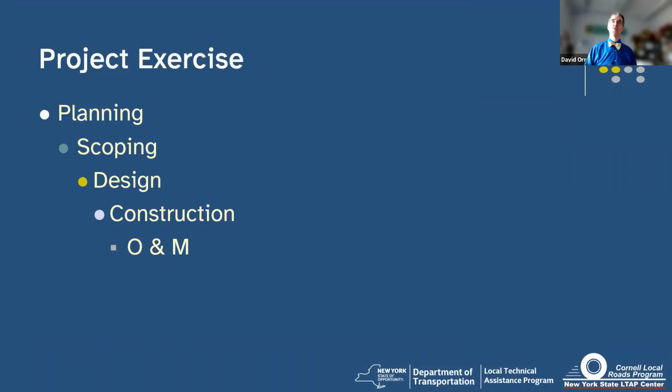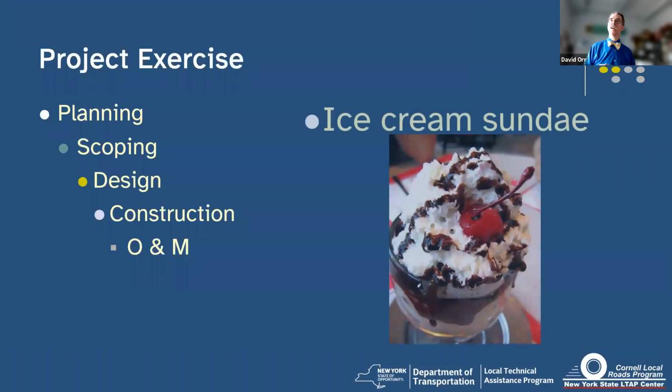Okay. What we're going to do now is an exercise. We did this before. We're going to do it again because it's just a good one. I've got another one I may try when we do the Federal Aid 101, because it's just a real good example. We're going to plan, scope, design, construct, and then think about long-term for an ice cream sundae. University is actually doing something down campus today where supposedly they're going to have ice cream. I volunteered, but I don't know the details of it yet. So we'll see how that works.